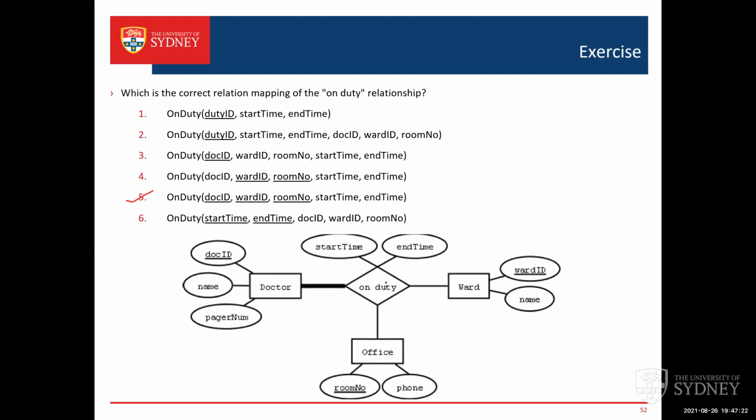So on duty is connecting 3 tables, doctor, ward, and office. That simply means 3 primary keys will come, doctor ID, ward ID, and room number in here. So that is what we have in number 5. Doc ID, ward ID, and room number. To ensure at least, we'll simply put not null there. Okay.